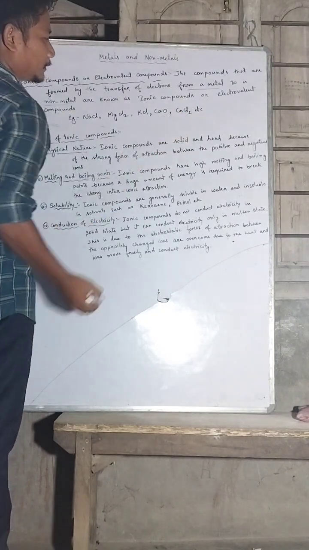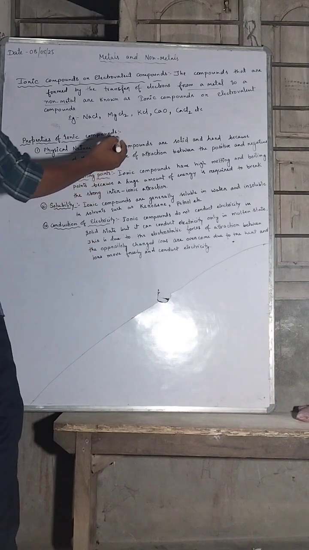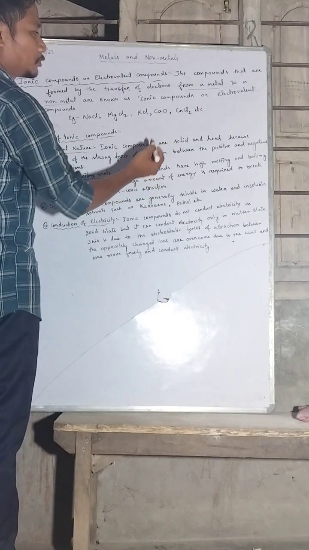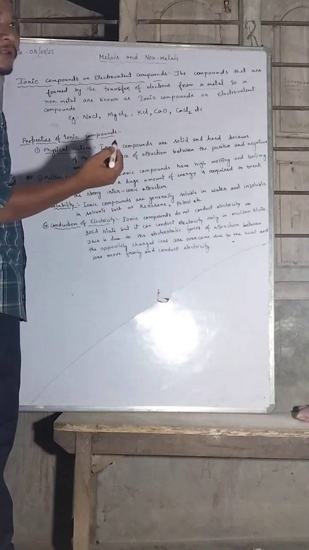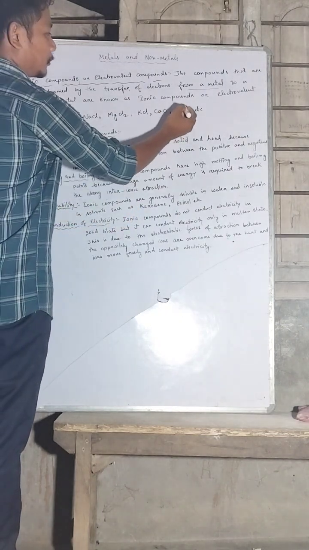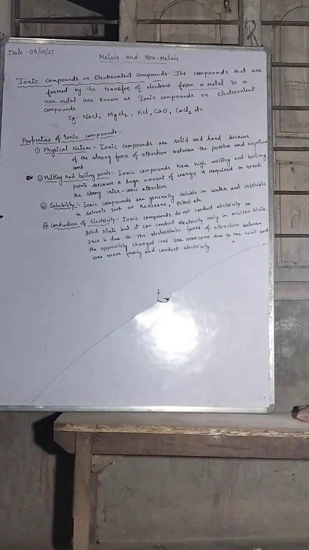The other example is calcium chloride. Here the calcium loses two electrons. It gives two electrons to the chlorine, where there are two chlorines. Each chlorine gains one electron, and due to the opposite charges, positive and negative, they form a compound, and the name of the compound is calcium chloride. There are many more examples.